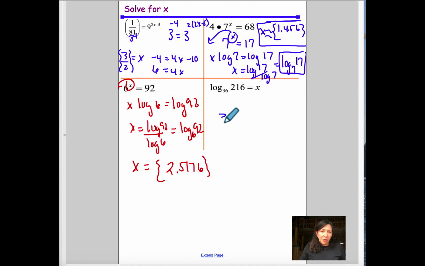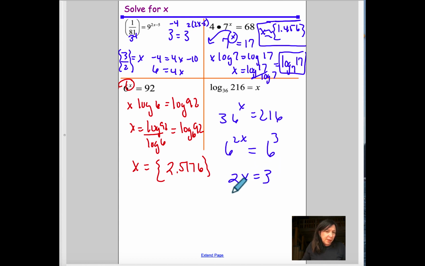So we're going to say 36 to the x power equals 216. I don't know if I can get common bases. Let me see. 216 divided by 6 is 36. That's going to work. This is 6 squared to the x power. And 216 is 6 to the third power. So bases are the same. 2x equals 3. So x equals 3 over 2 again.